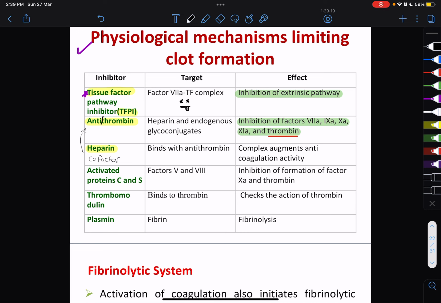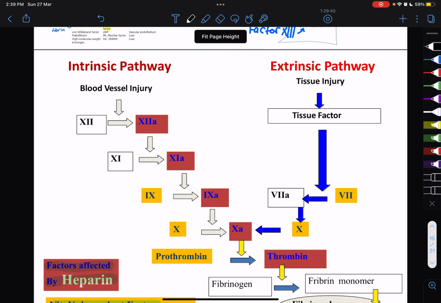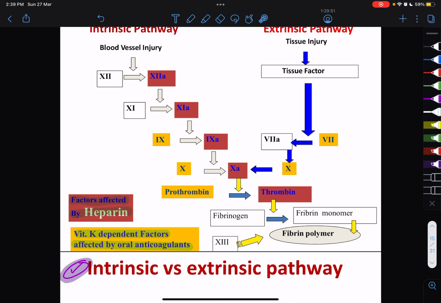I will ask you, heparin. Which factors were sensitive to heparin? My question for you. 9, 10, 11, 12, the active forms, in red color, remember? So the factors are 9, 10, 11, 12 and thrombin 2, okay? So there are five targets: 1, 2, 3, 4, 5.